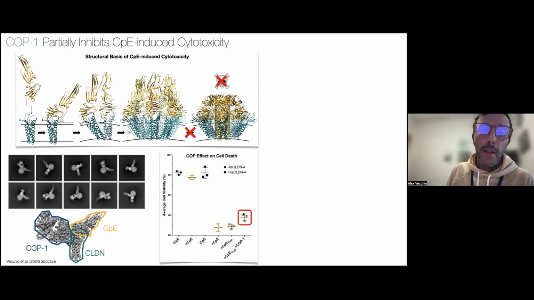But if you add this Fab called COP1 into the experiment, you can see that the magnitude of cell death isn't as much as with the toxin alone. So there is some partial obstruction of this sequence. It's just not very significant. But the fact that it did anything was kind of interesting.